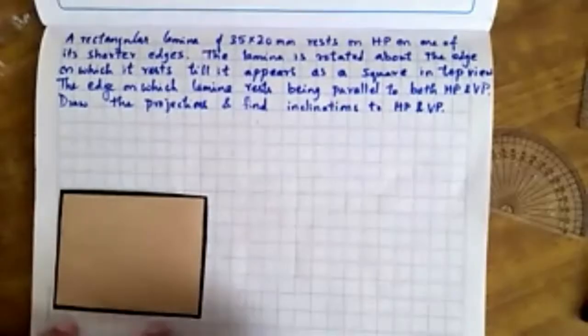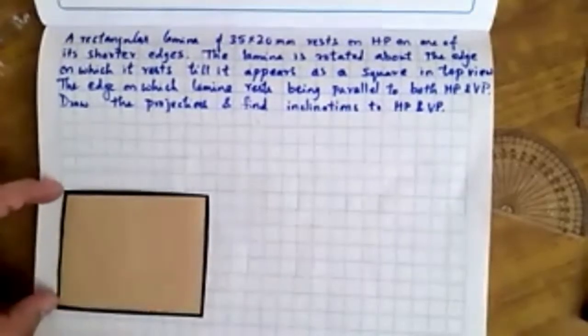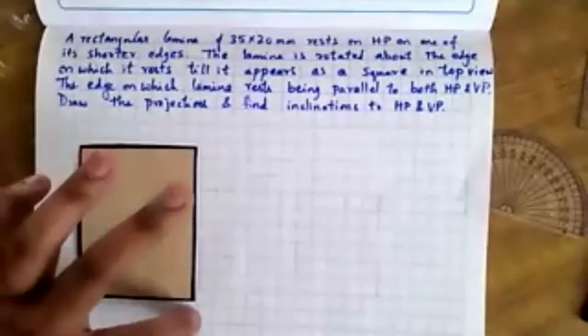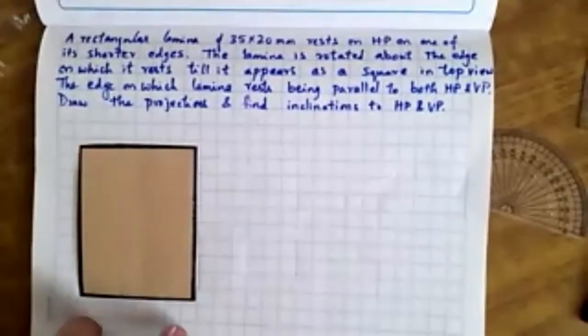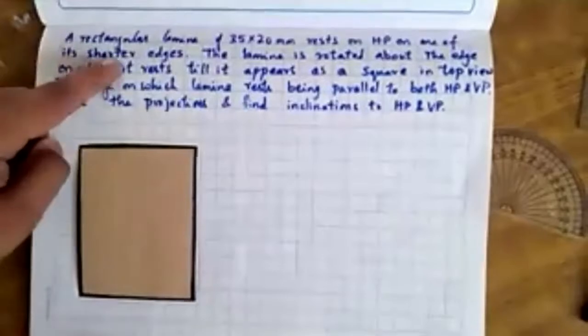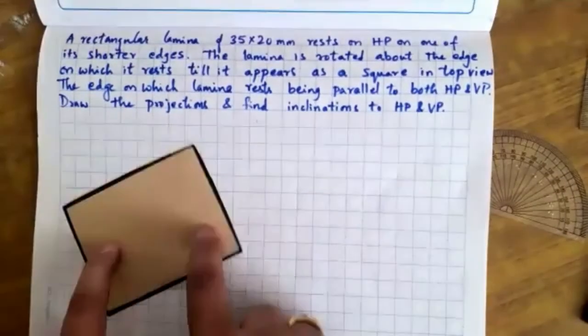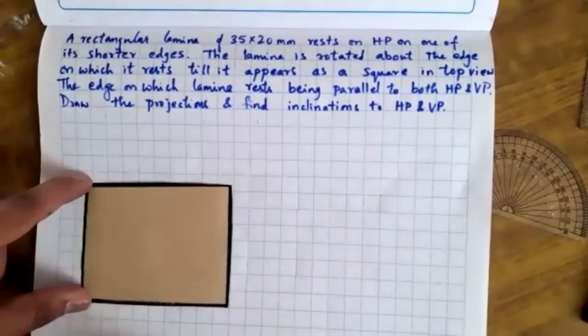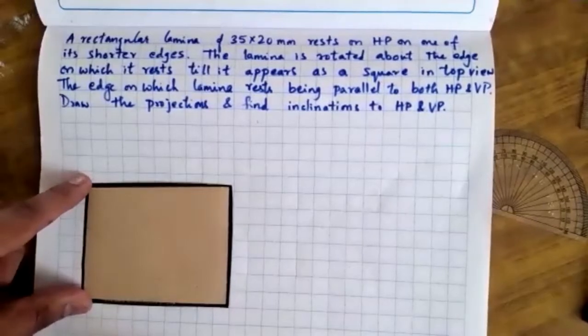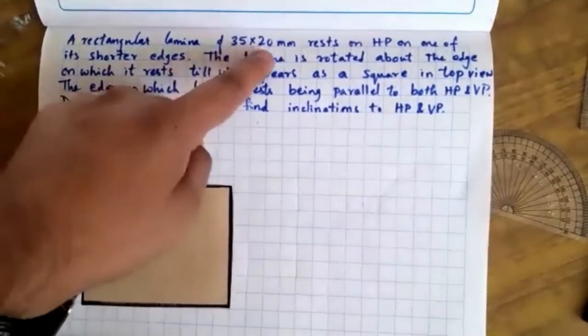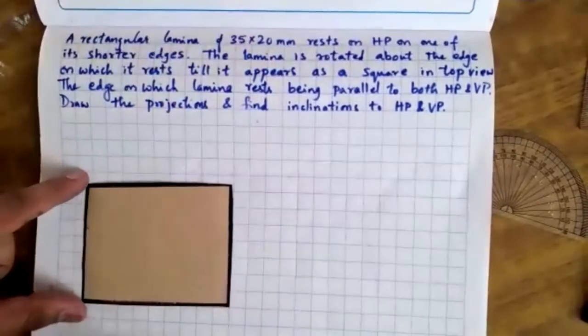The side is 35 by 20 mm, a rectangular lamina. I can hold this rectangle like this also. This is 35 and this is 20 mm. It rests on HP on one of its shorter edges. Then I have to rotate it back like this. So I have kept the shorter edge on my left hand side. This rectangle is resting on one of its shorter edges, that is 20 mm. 20 mm is the shorter edge.